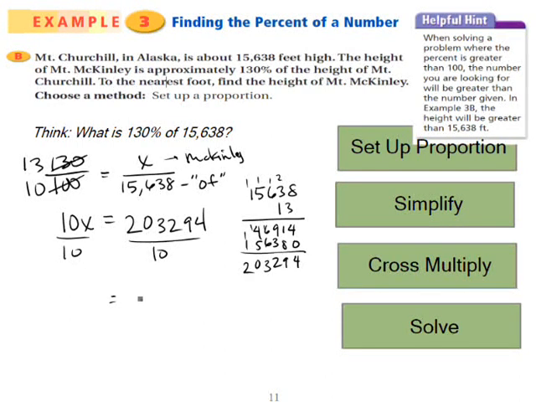And dividing by 10, if you remember from class this morning, is as simple as moving the decimal one place to the left. So it goes there between the 9 and the 4, and our answer is 20,329.4 feet.